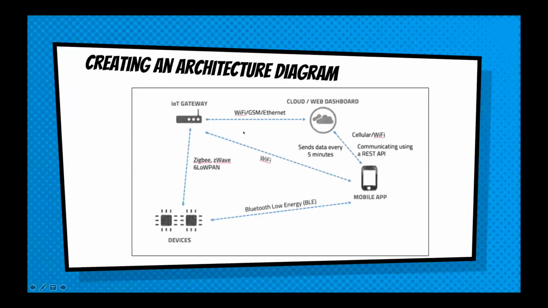So this is an architecture diagram I drew in order to look at the overall IoT ecosystem from a security perspective. You have the IoT gateway over here, which communicates with the devices and the mobile application and also with the cloud and web dashboard. The mobile application can have its own set of security issues. The device can have its own set of embedded device related security issues. And the cloud and web will obviously have those security issues.